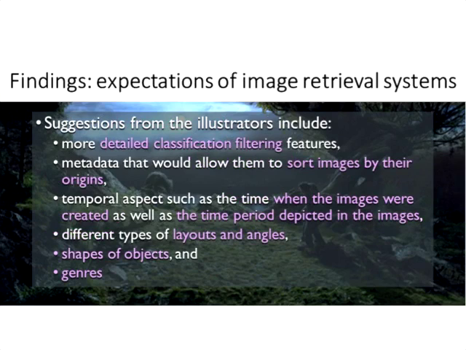Through an open-ended feedback on the survey, illustrators suggested a few search functions that could potentially improve their image retrieval task, especially for image professionals like themselves. Examples include more detailed classification filtering features, metadata that would allow them to sort images by their origins, temporal aspects such as the time when the images were created, as well as the time period depicted in the images, different types of layouts and angles, shapes of objects, and genres.